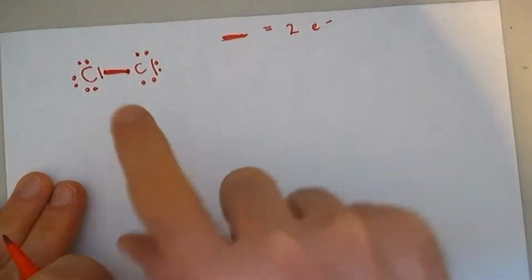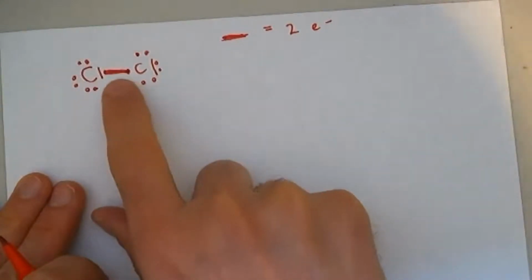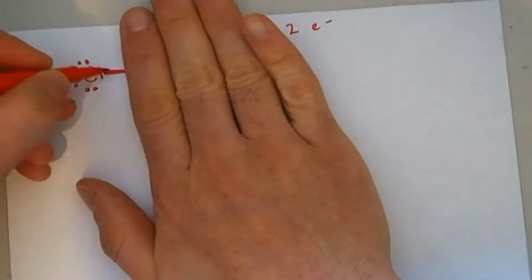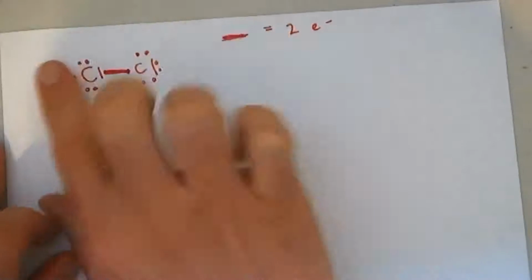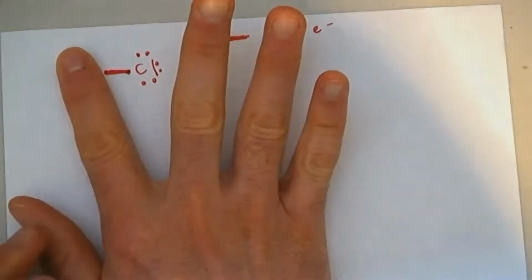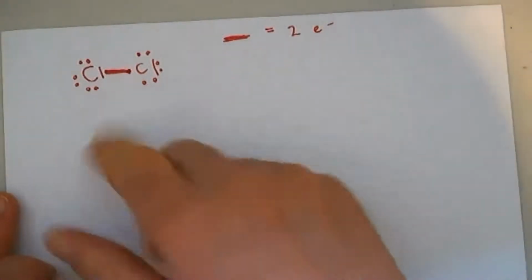Let's count them for each atom. 2, 4, 6. Now remember, this counts as 2 electrons. They're sharing it. So if I cover this one up, I count this one 2, 4, 6, 8. The Cl has 8. If I look over here, 2, 4, 6, 8. The Cl has 8.